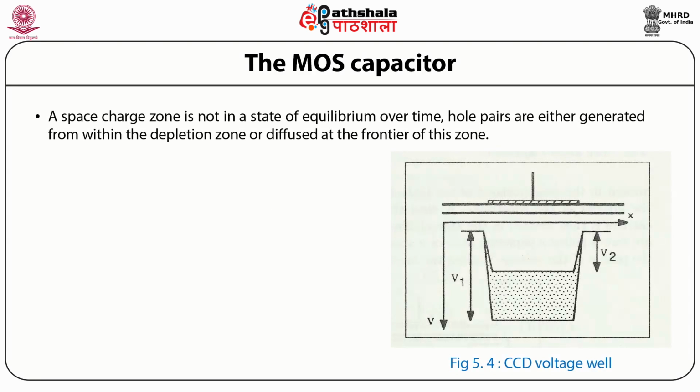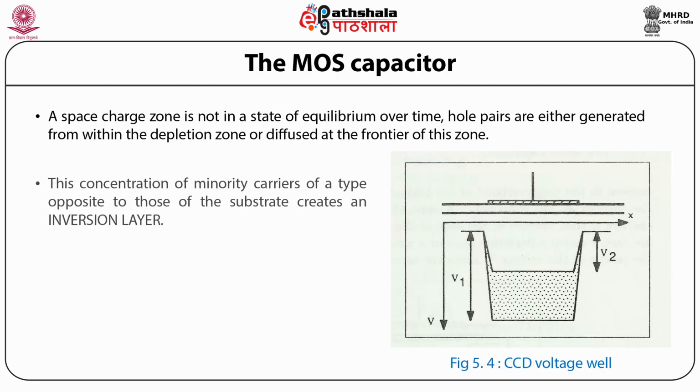A space charge zone is not in a state of equilibrium over time. Electron-hole pairs are either generated from within the depletion zone or diffused at the frontier of this zone. These electron-hole pairs are separated by the electric field and the electrons accumulate in the neighborhood of the silicon dioxide interface. The concentration of minority carriers of a type opposite to those of the substrate creates an inversion layer.